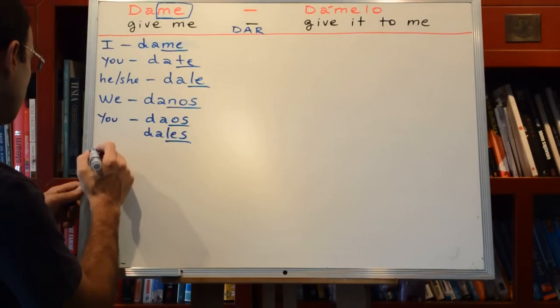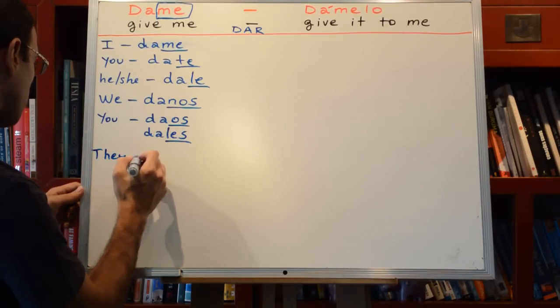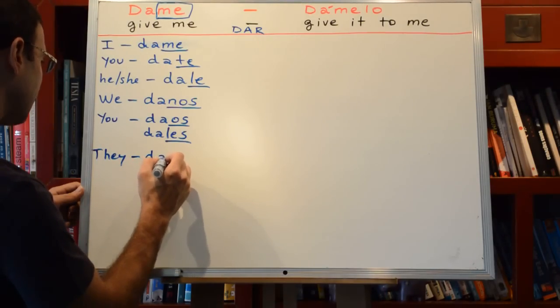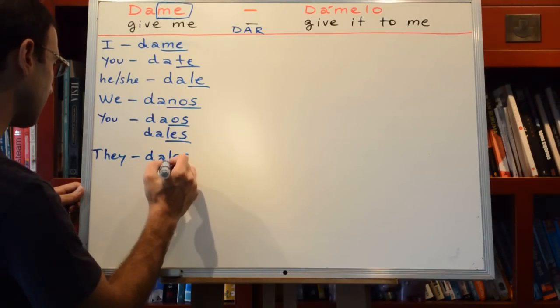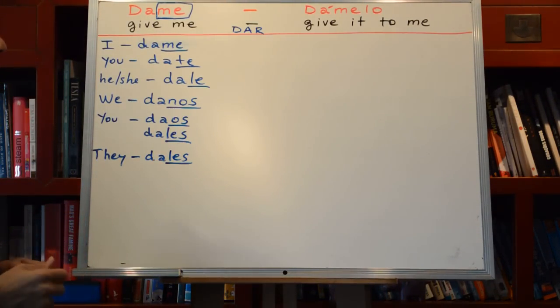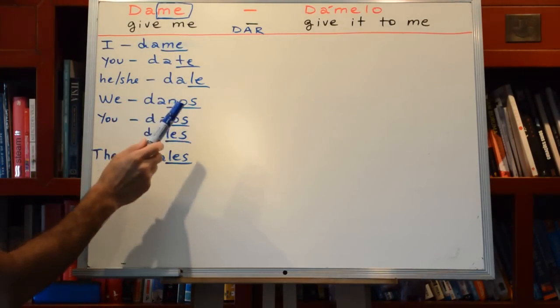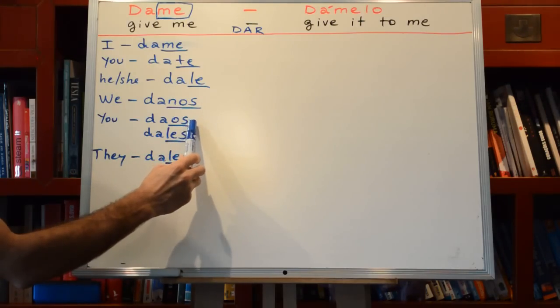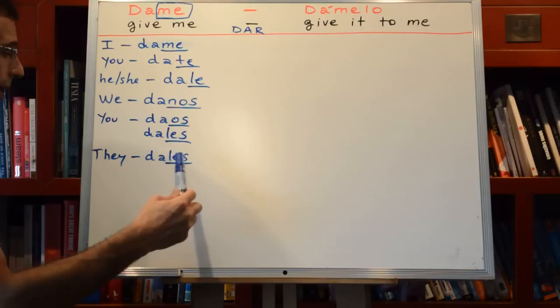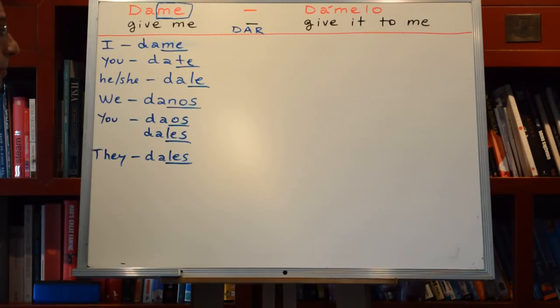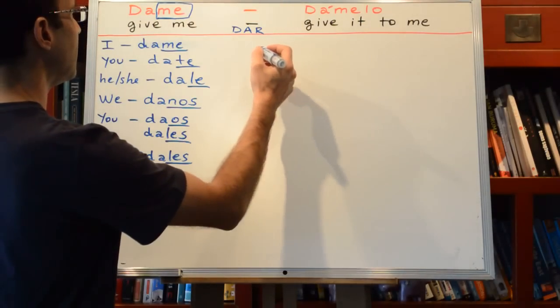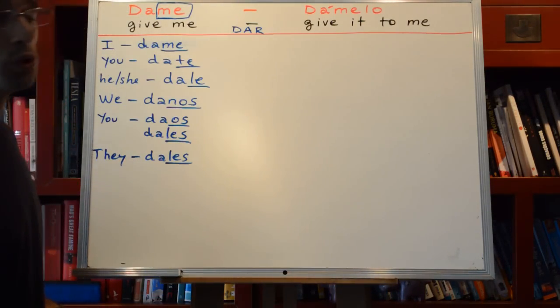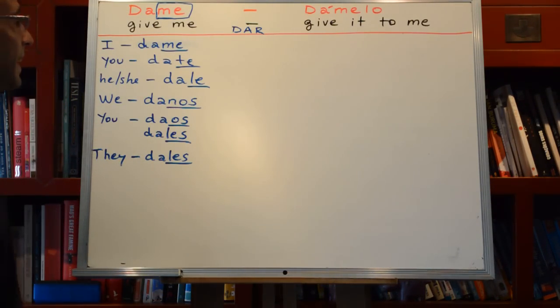And for they, we would say dales. Dales. Okay? Good. So, give me, give yourself, give him, give her. Give us, give you, plural, give them. Right? Now, give it to me, right? Give it to me.